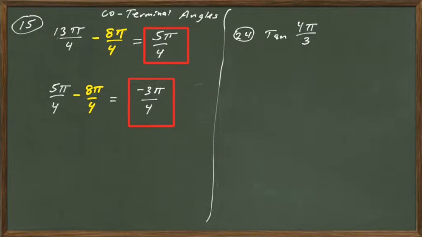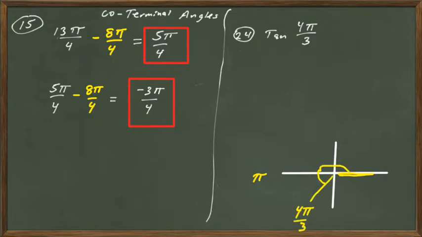Okay, if they want us to evaluate the tangent of 4 pi over 3, pi is over here. You start here always. 4/3 is 1 and 1/3 pi. So that makes your reference angle. This part here, how much bigger than 3/3 is 4/3? The answer would be 1/3. So I look up the tangent of the reference angle. The tangent of pi over 3, I think, is radical 3.